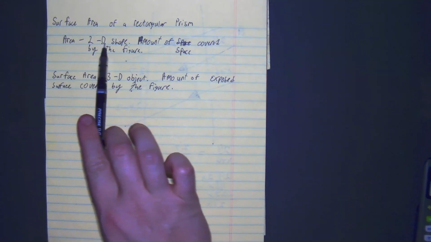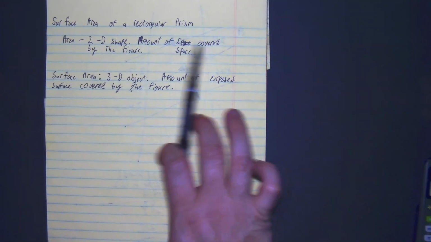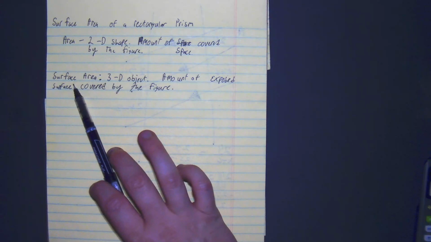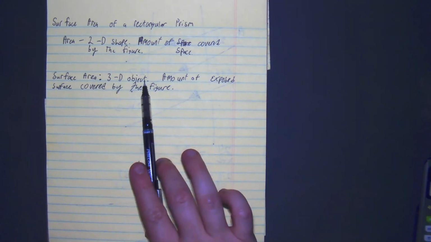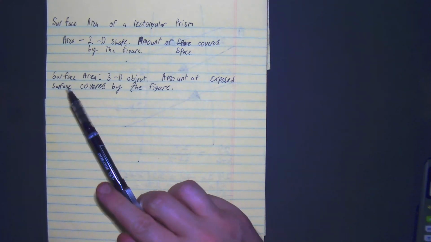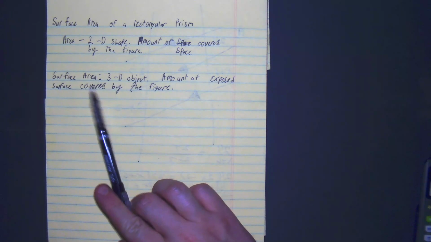So area deals with the 2D shape. It's the amount of space covered by the figure. Surface area is a 3D object. It's the amount of exposed surface covered by the figure.